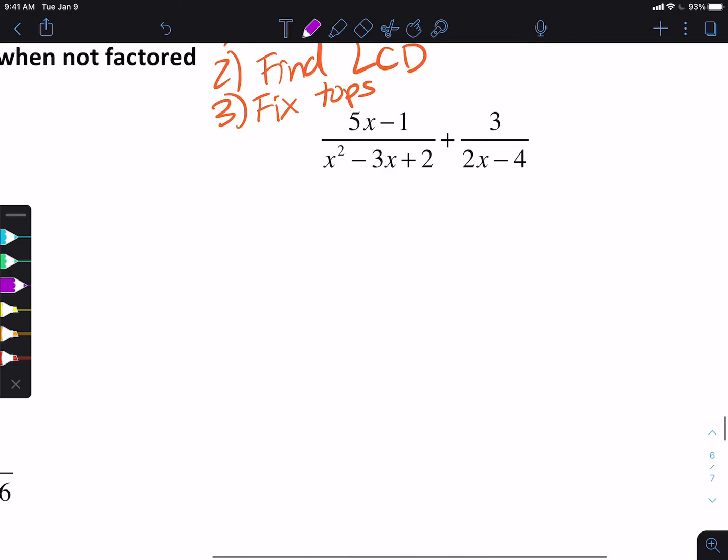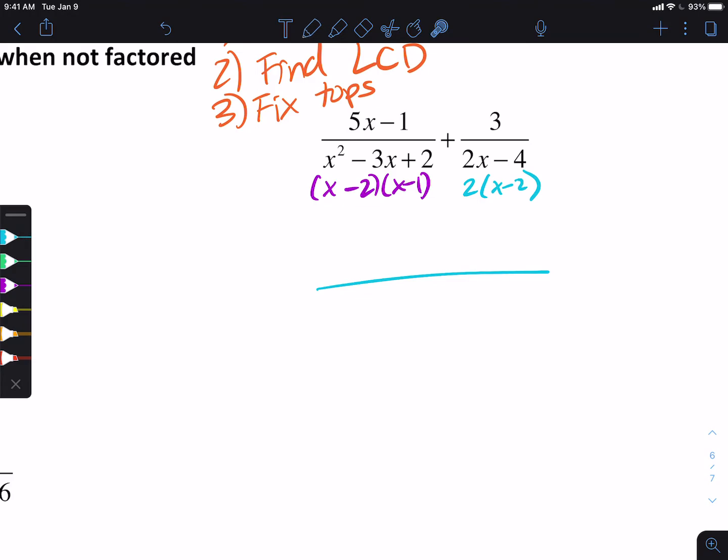If we look at our next one, again, we have to factor our denominators first. So here this goes to x minus 2, x minus 1, and then on our second denominator I have a common 2, so if I take out the 2 I get x minus 2.